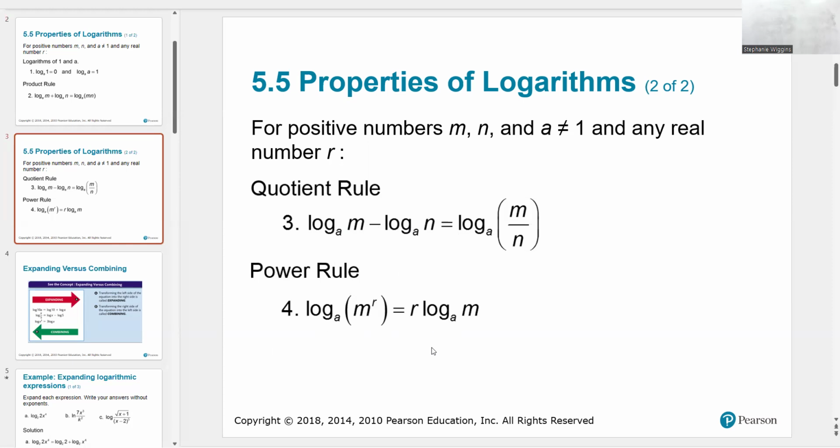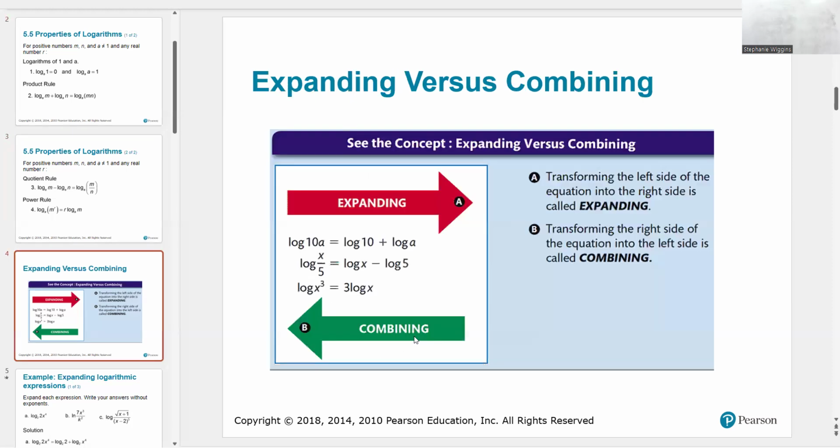So these rules are used to do what we call expand a logarithm or combine a logarithm. In expanding and combining, another word used is condense. They're used pretty much interchangeably. I really don't distinguish between combining and condensing, but they use both terms in this textbook.